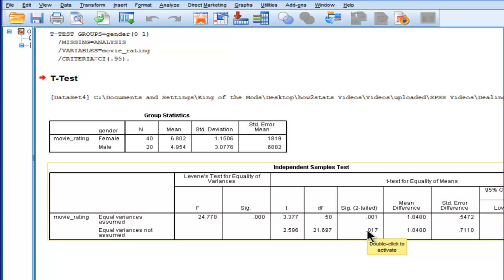It corrects for the fact that there's this difference, and the difference is actually particularly bad in this case because the larger standard deviation is associated with the smaller sample size. That's the worst case scenario. Now, what SPSS doesn't correct for is the fact that there are differences in the sample sizes. This equal variance not assumed does assume that the sample sizes are equal. And as the sample sizes become differentially unequal, the less and less you can trust the correction.